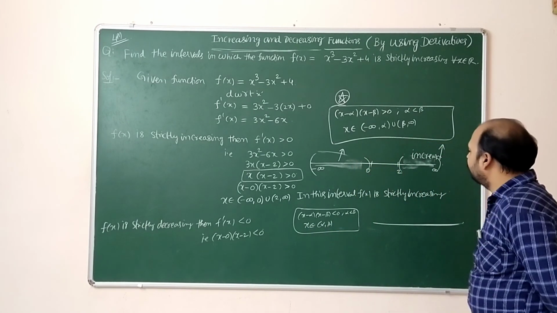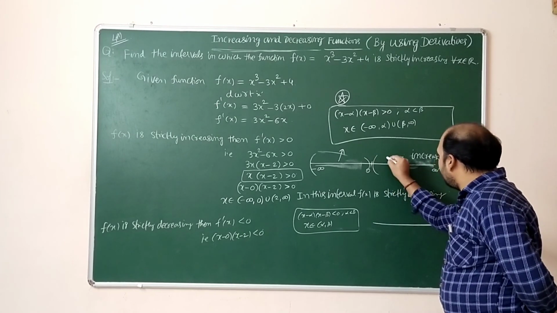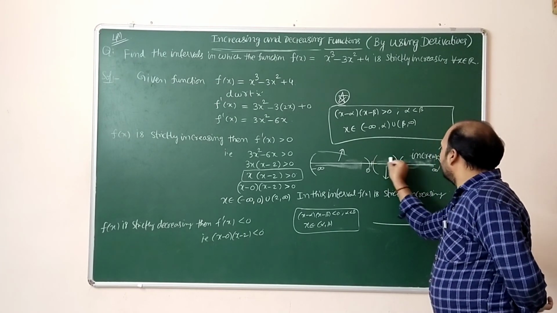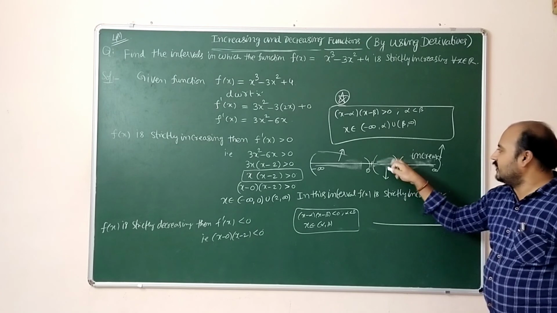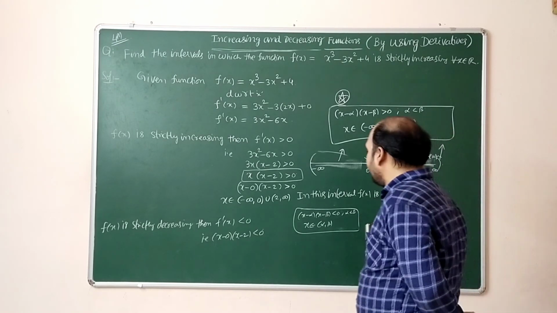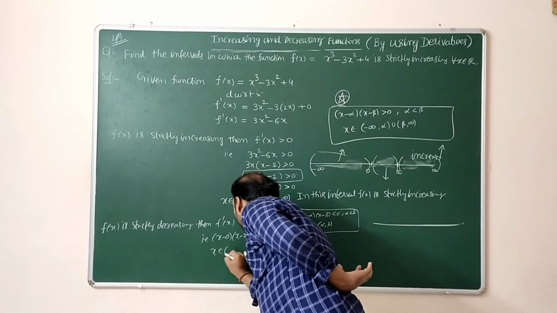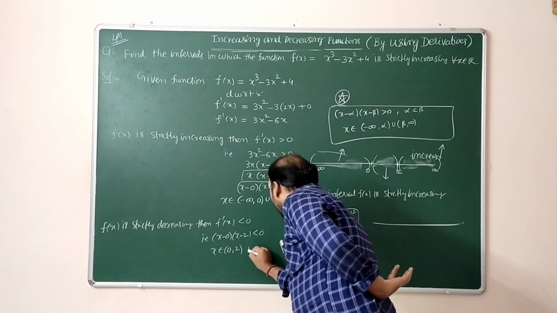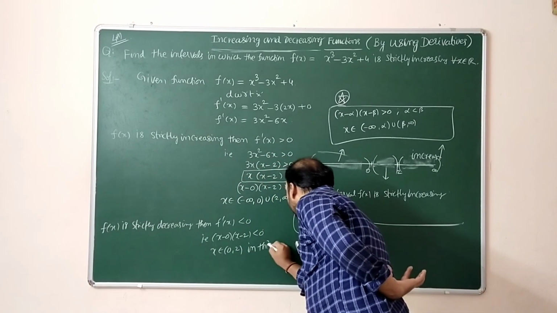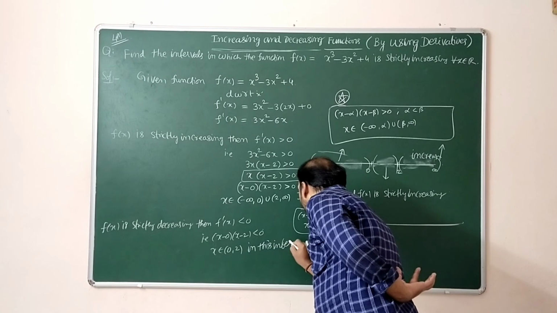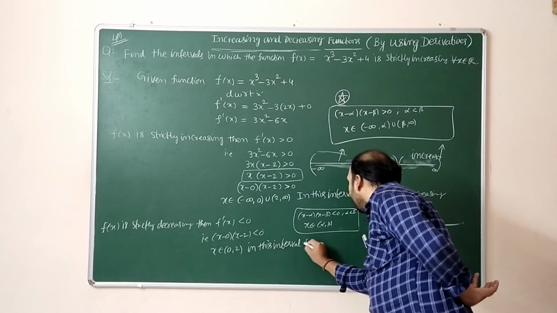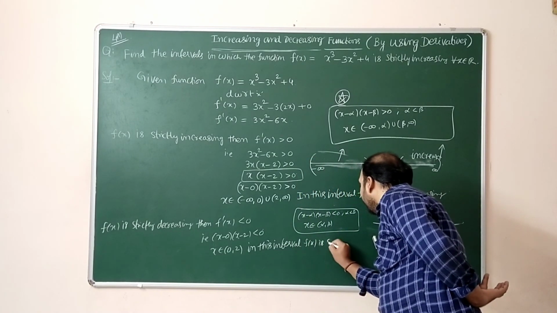That means in this interval the function is decreasing. You remember, in these two intervals it is increasing, and in this interval it is decreasing. So x belongs to the open interval of 0 comma 2. In this interval the function is decreasing. In this interval, f of x is strictly decreasing.